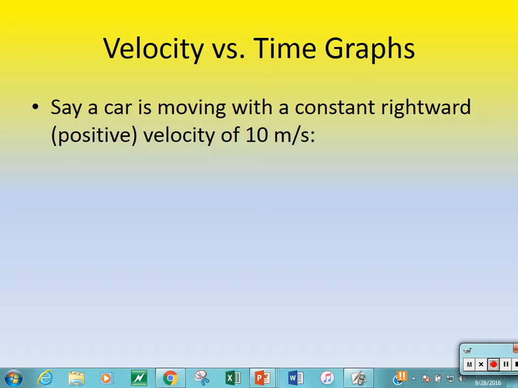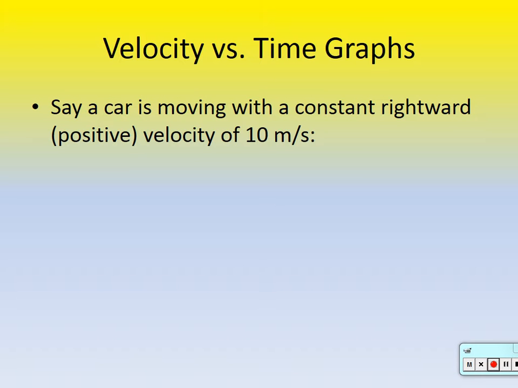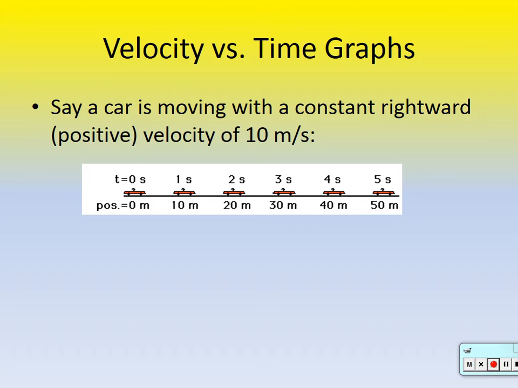So it says a car is moving with a constant rightward positive velocity of 10 meters per second. So if we have the picture here, we know it's constant velocity because in the first second he moved 10 meters, second moved another 10 meters, and so forth. So he's on cruise control.